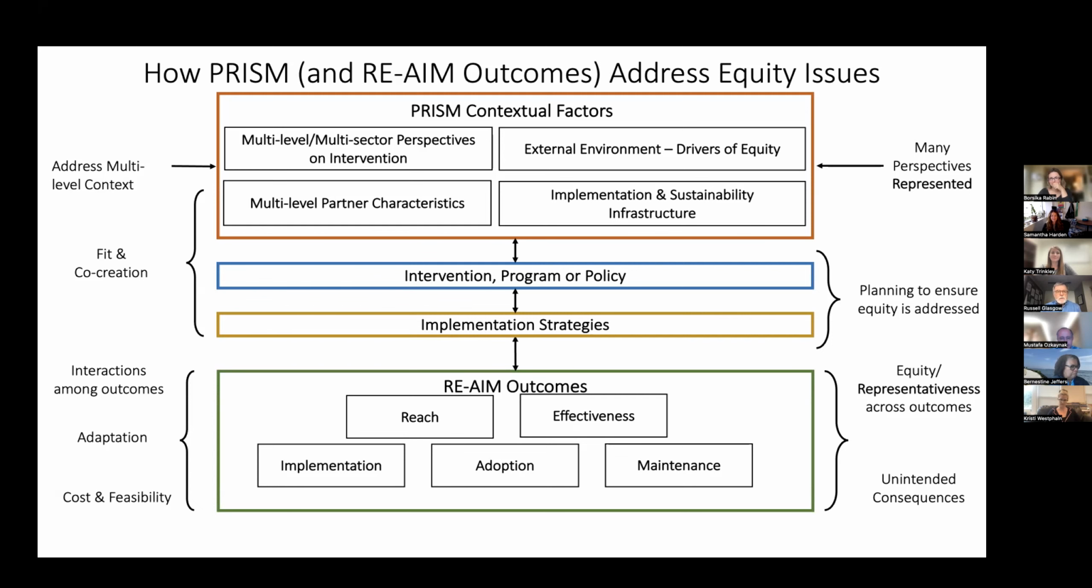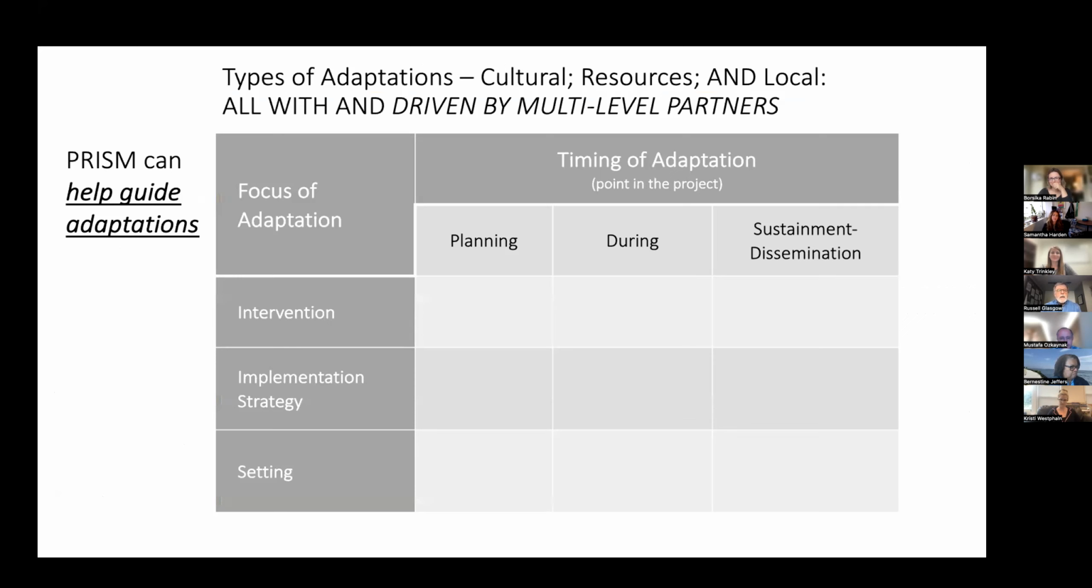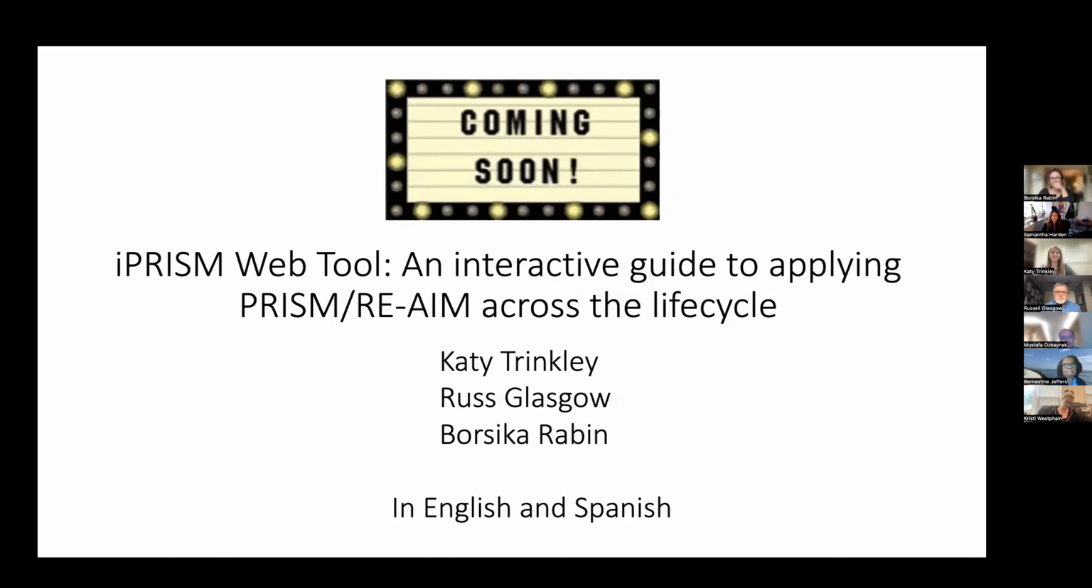My last slide here, as we transition to Katie, that I want to end with is, again, a slide that Borsika and I like to use to think about all the different ways you can conceptualize different types of adaptation. PRISM can be used to focus on adaptations to, going down the left, the intervention, the implementation strategy, or the setting, and they can be used very productively across the life cycle of a program, not just during the planning. With that, I think it's over to Katie.